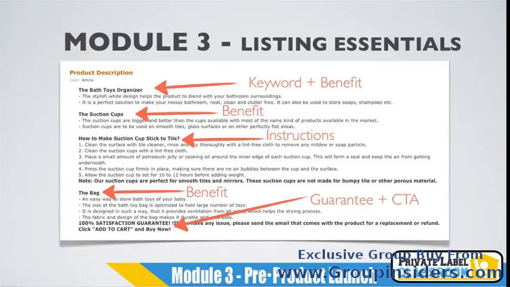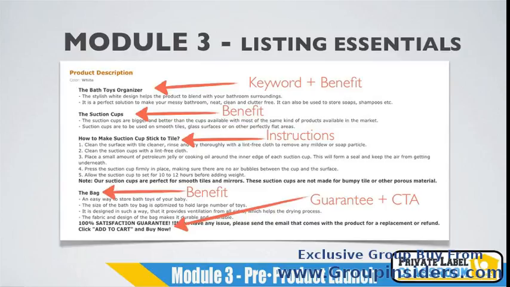And then really something that I think a lot of people miss is this guarantee plus the CTA, which is the call to action. So: 100% satisfaction guarantee. If you have any issue, please send the email that comes with the product for a replacement or refund. Click add to cart and buy now. So we have the guarantee and then the call to action. Most people don't have that, okay? This is well formatted.